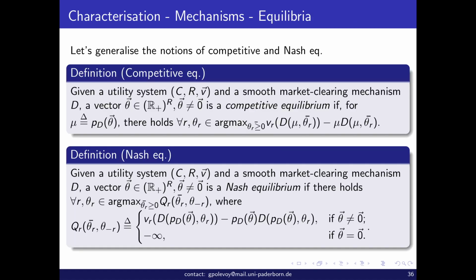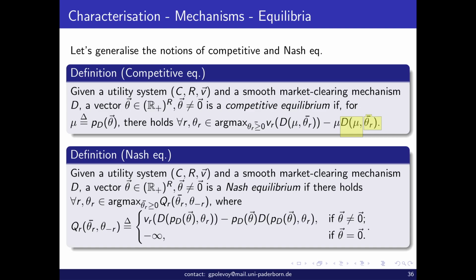Now let's compare. Here the mu is fixed, and I just look at how much I get given my bid under this mu. What is my utility, my value of what I get, minus how much I pay for the amount I get under this mu? And I would like to get a maximum, the best possible outcome under this assumption.